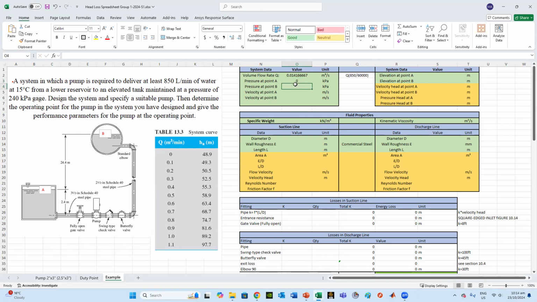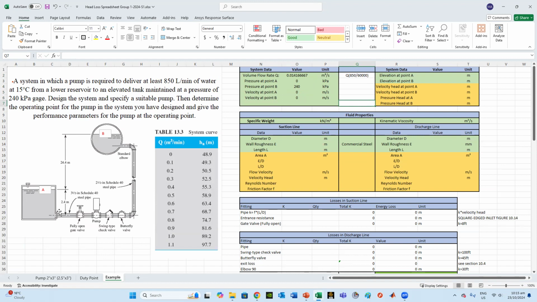However, pressure at point B, as stated, the tank maintains a pressure of 240 kilopascal. I don't need to put the times 10 to the power 3 because I have the unit set up in kilopascal. Velocity at A, because it's a big reservoir, we say it's close to zero. It's not zero, it's never zero, because the fluid is moving, but we assume it's close to zero. Same thing here, velocity at point B is also zero. This is an assumption. We assume it just to simplify the solution.